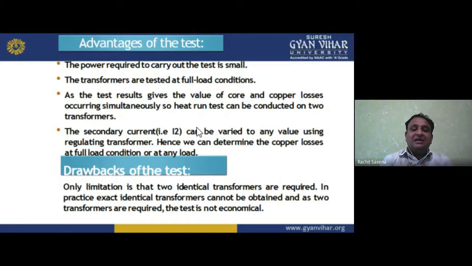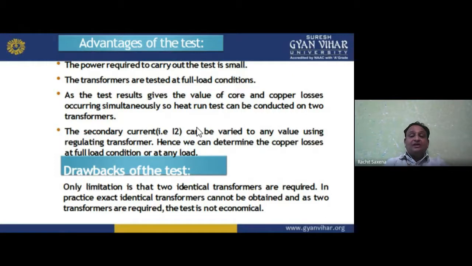So heat run test can be conducted on two transformers. Heat run test means we can also identify the temperature of the transformer while it's working. The secondary current, that is I2, can be varied to any value using the regulating transformer we have. Hence, we can determine the copper losses at full load condition or any load. But in open and short circuit tests, we can't do this because the load is absent in these tests.